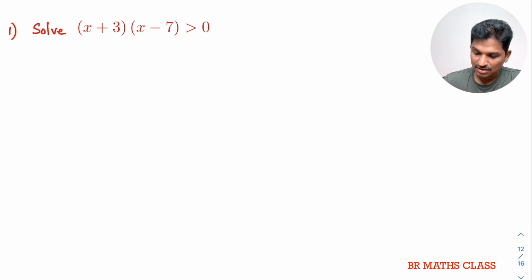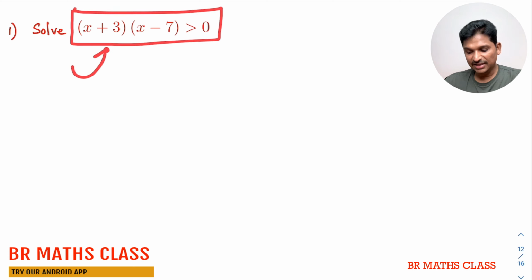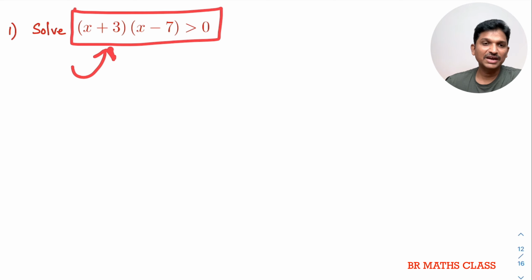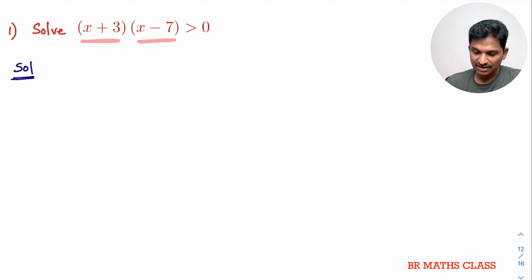You observe this question. See what they are asking. You need to solve this inequality: x plus 3 into x minus 7 greater than 0. Solving an inequality is nothing but finding the x values which satisfy this inequality. So first we will solve this. First, you identified that linear factors are there, and the x coefficient is 1. Yes, this is a linear factor whose x coefficient is 1. This is also a linear factor whose x coefficient is 1.